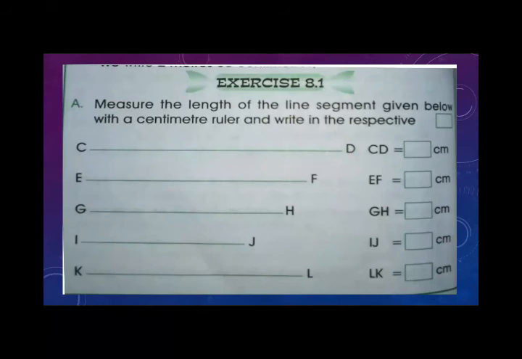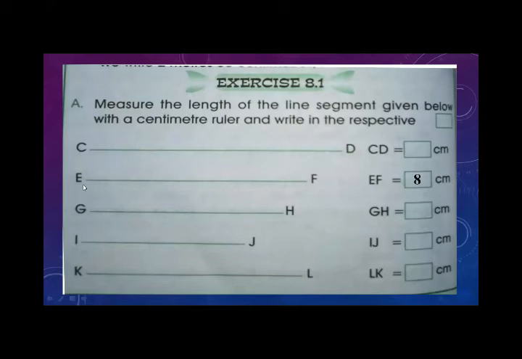Exercise 8.1. Open your books, page number 78. As I told you how to measure the line segment, you will do it in the same manner. First of all, part A: measure the length of the line segment given below with a centimeter ruler and write it in the respective box. First of all, take a scale in your hand. Complete this exercise in your books by using a pencil.